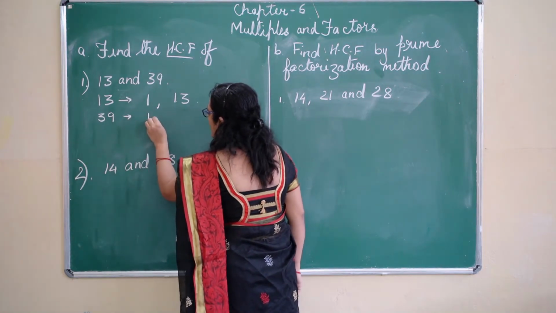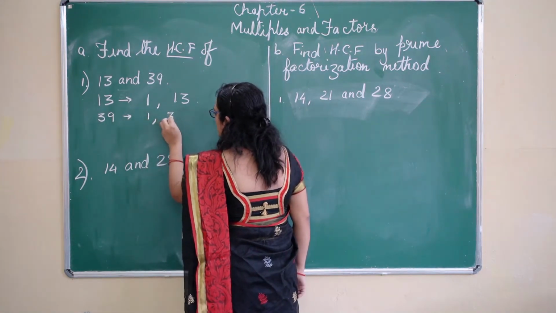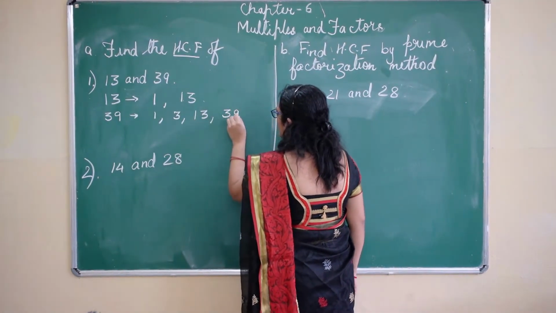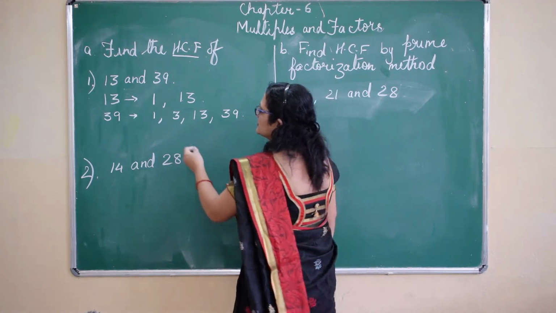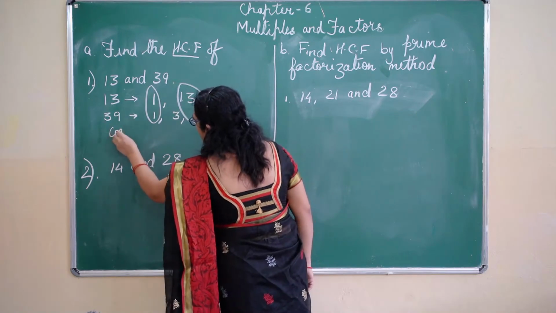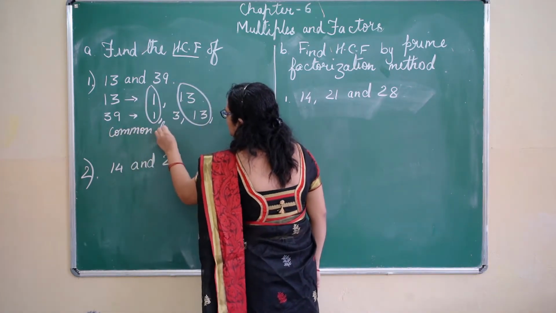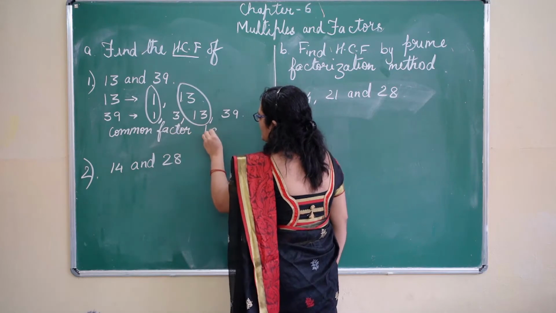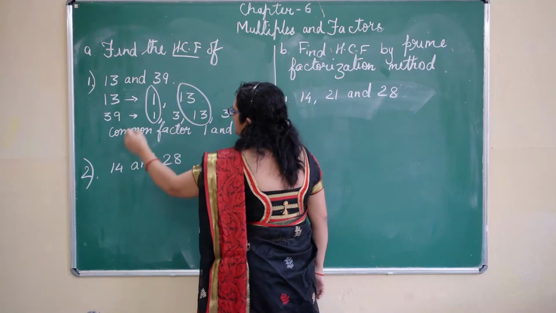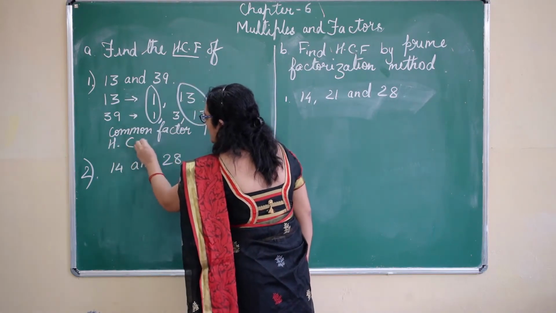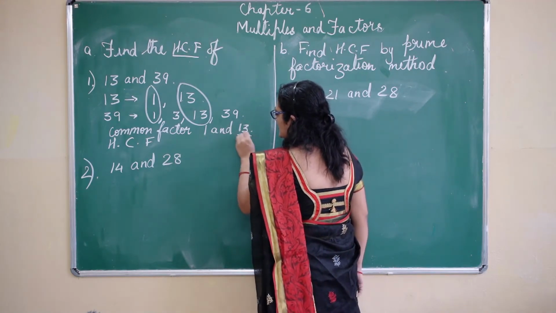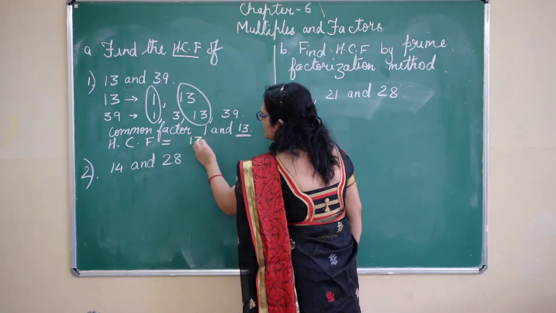39 comes in the table of 1, it comes in the table of 3, it comes in the table of 13 as well as itself. So what is common in both here? 1 is common, and 13 is common. What are the common factors? 1 and 13. But we have to write not the common factor, we have to write the highest common factor. So what is greatest among 1 and 13? 13. So the HCF is 13.